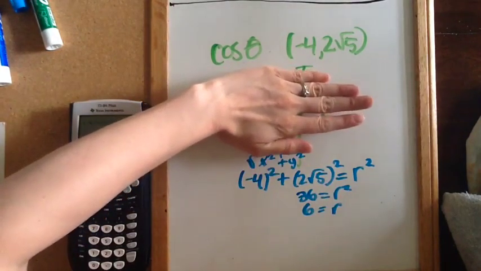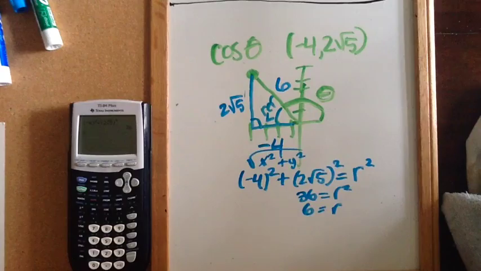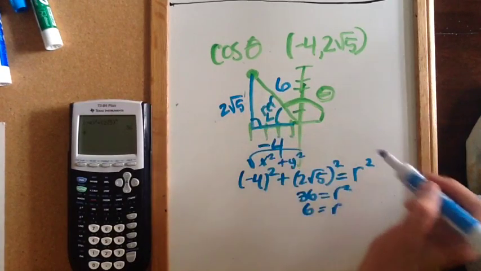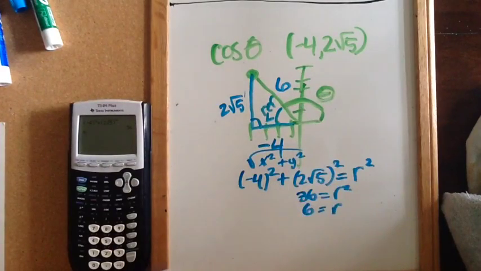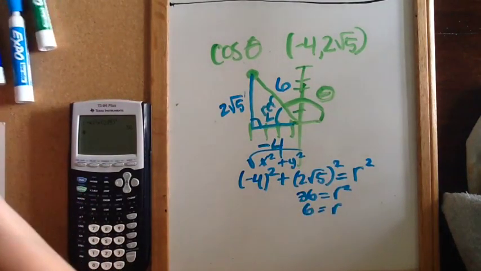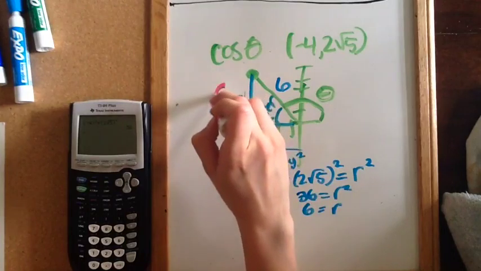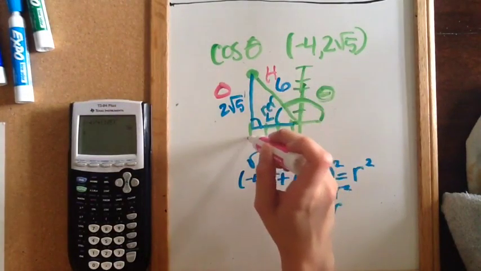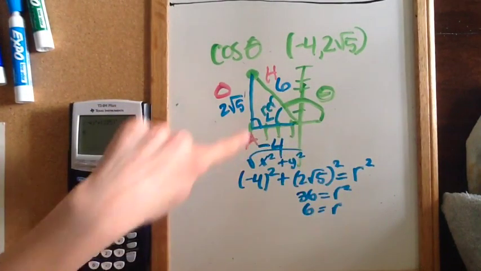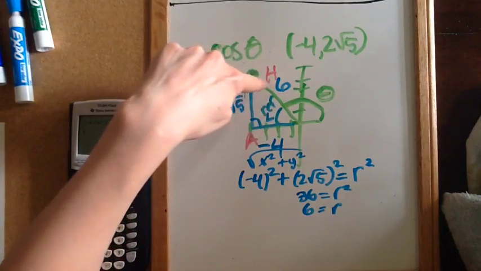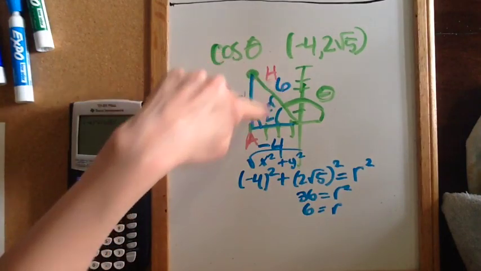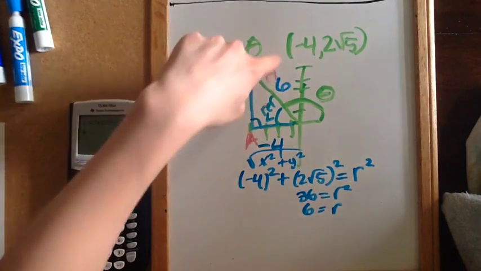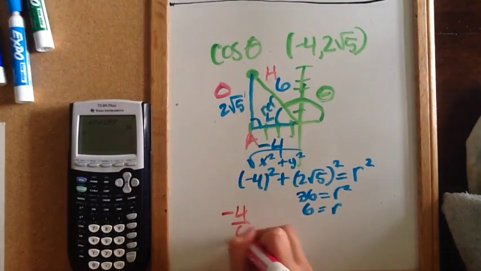So you don't have to draw the picture, but drawing the picture can help you see what the lengths are on the picture. Notice if we were to label our triangle, this is the opposite, this is the hypotenuse, and this is the adjacent. So if I go for the cosine, I would have adjacent over hypotenuse, which would be negative 4 over 6. So I would have negative 4 over 6 for my cosine.